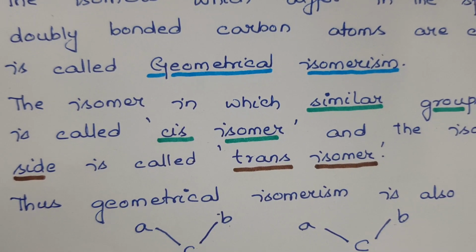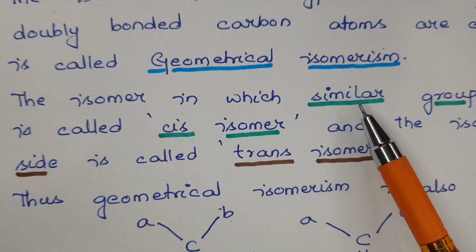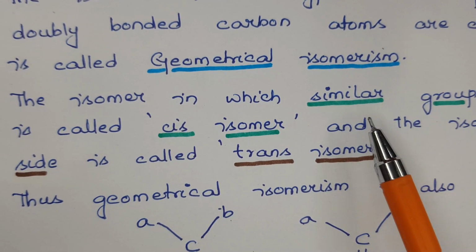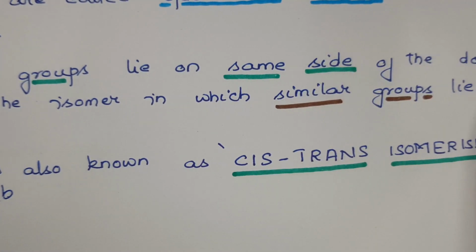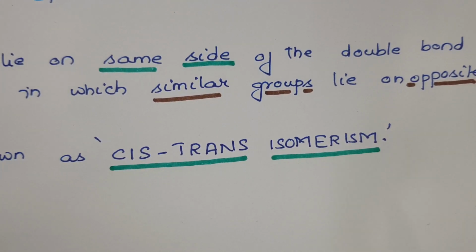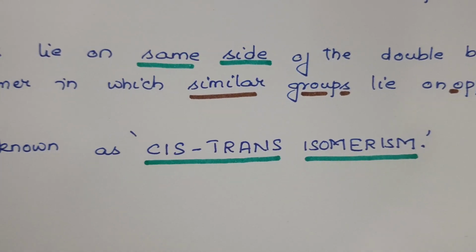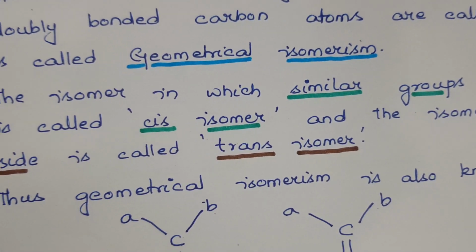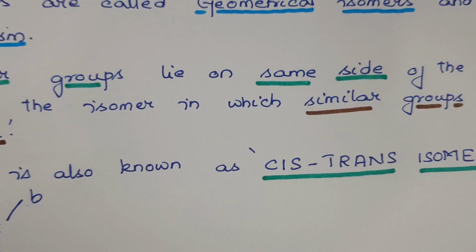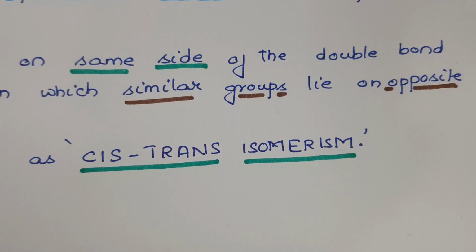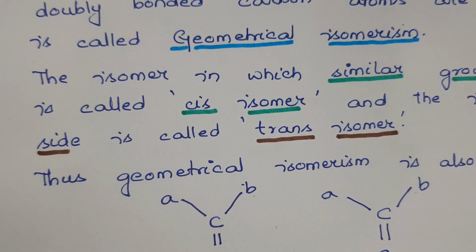Next, moving on to the next point. The isomer in which similar groups, A and B I mentioned, lie on the same side of the double bond. What is it called, students? Do you remember? Yes, it is called the cis isomer. And the isomer in which similar groups lie on the opposite side is called the trans isomer.